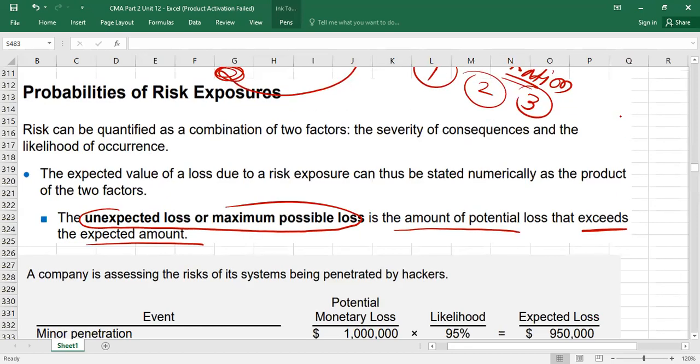For example, for the expected amount, let's assume we are expecting that loss will be 10,000. We are just expecting, for example. This is the expected amount. I hope you have the idea about expected values, guys. For example, if actual loss is 11,000, how much amount exceeds? 1,000. So this 1,000 is called unexpected loss or maximum possible loss. It is the amount of potential loss that exceeds the expected amount or expected value.